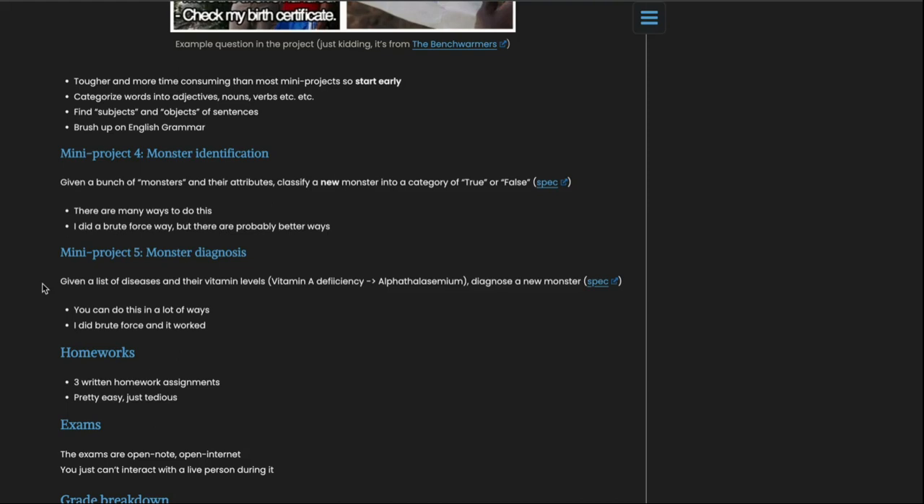All right, the last mini project is monster diagnosis. It's kind of similar, but instead of trying to say just true or false, you're actually trying to think of a combination of diseases, quote unquote, that describe the monster's vitamin deficiencies. Again, brute force worked for this one as well. Worst case scenario, you can do that.